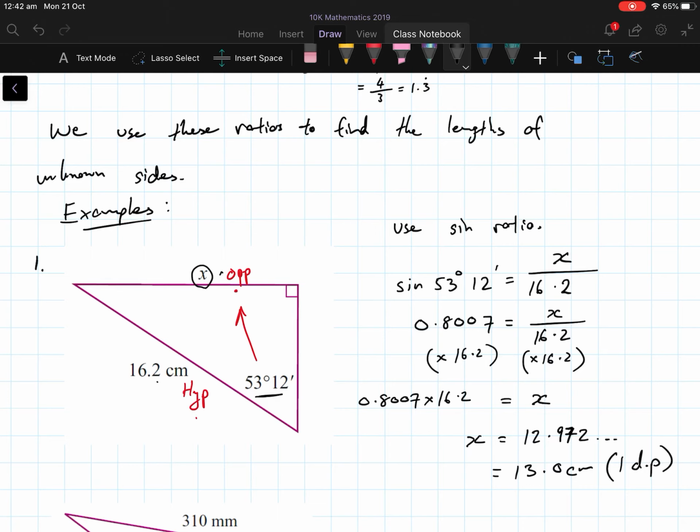Alright, so see the process we went through. Identify the sides, write that in, then think what ratio do I need to use. In this case, it's the opposite side and the hypotenuse, so I'm using sine. I write my expression, sine of the angle, which is 53 degrees and 12 minutes in this case, is equal to x, which is the side we're trying to find, over 16.2. Then we solve that equation using this technique and we get 13.